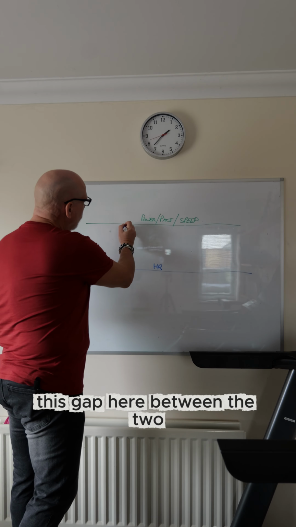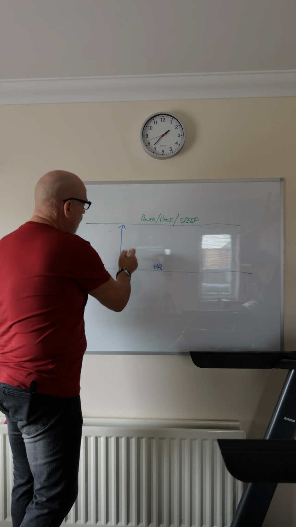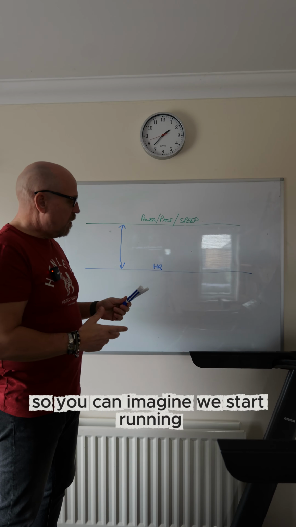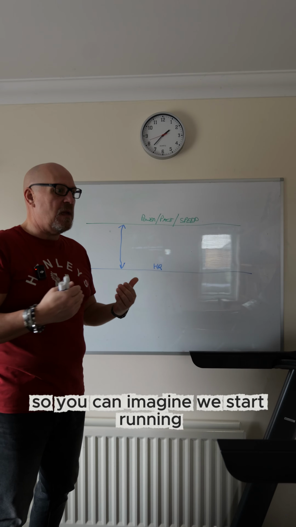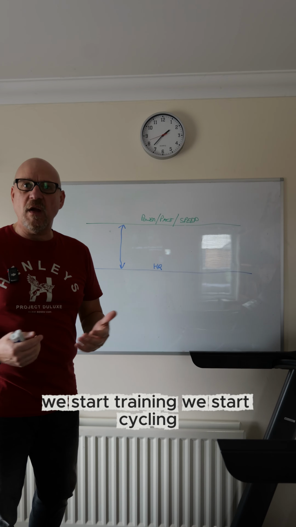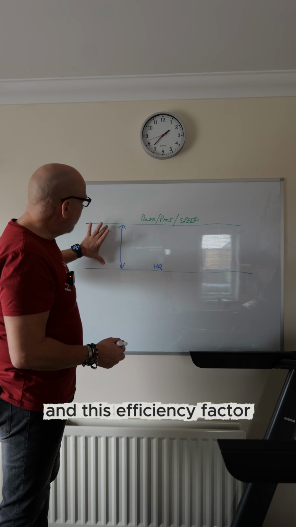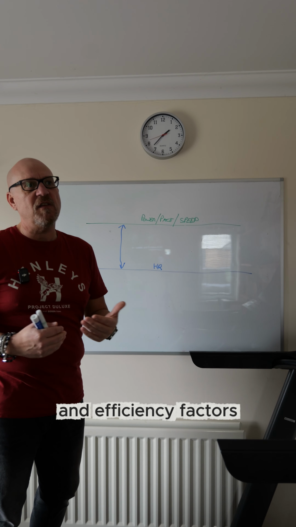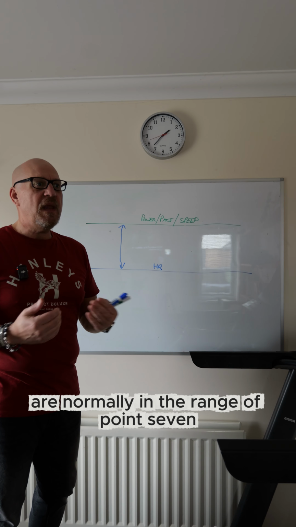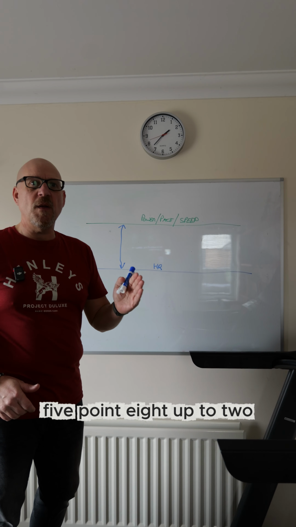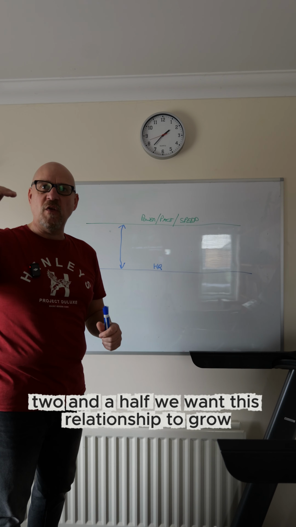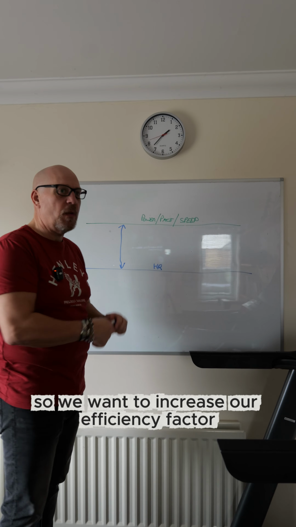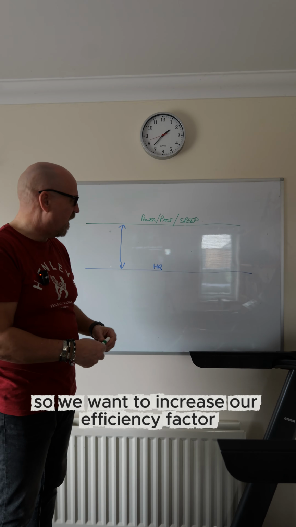This gap here between the two is what efficiency factor is measuring. So you can imagine we start running, we start training, we start cycling, and this efficiency factor, which is given a ratio between the two, and efficiency factors are normally in the range of 0.75, 0.8 up to 2, 2.5. We want this relationship to grow, so we want to increase our efficiency factor.